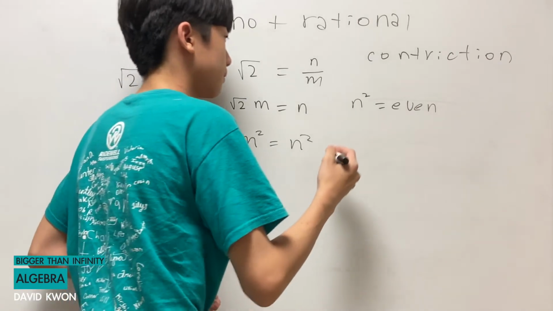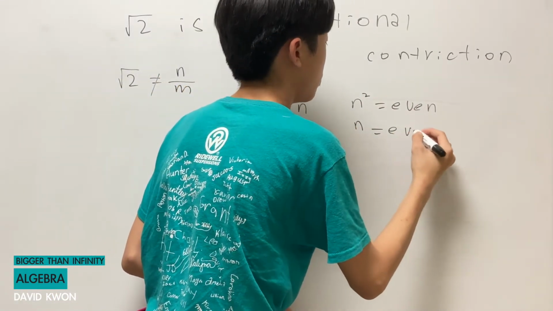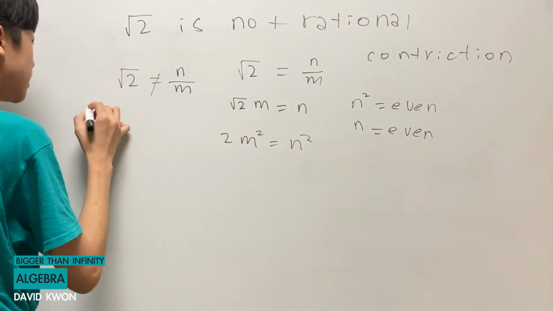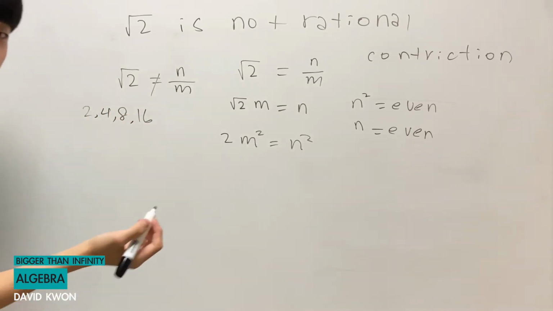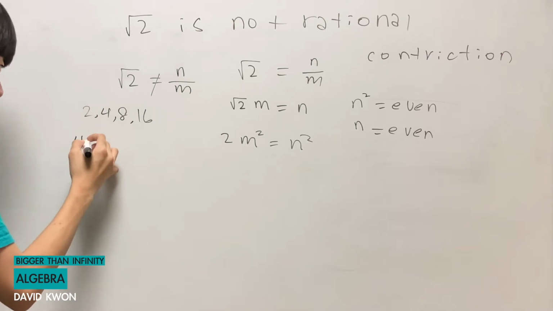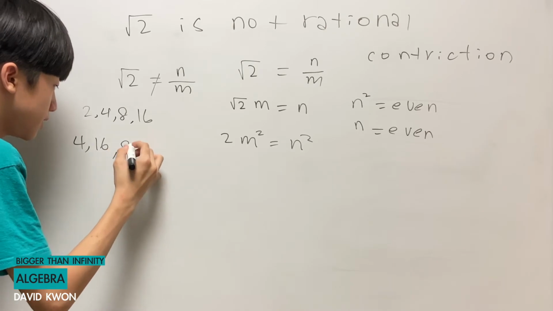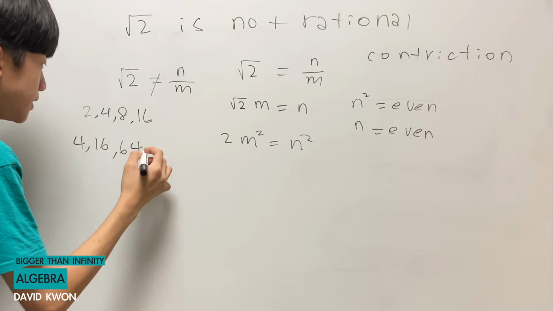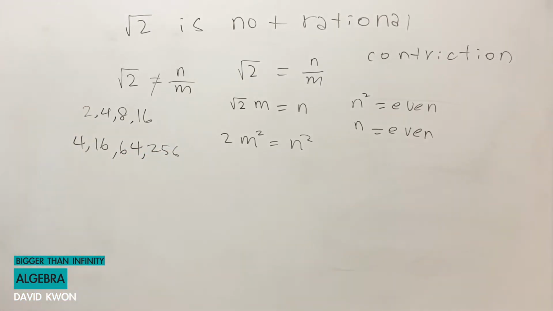So now from here, we can say that n is also even, because let's just go through some examples where n is an even number. Like this, right? 2 times 2 is 4, even. 4 times 4 is 16, even. 8 times 8 is 64. And 16 times 16 is 256. So all of this is even. So even times even is even.